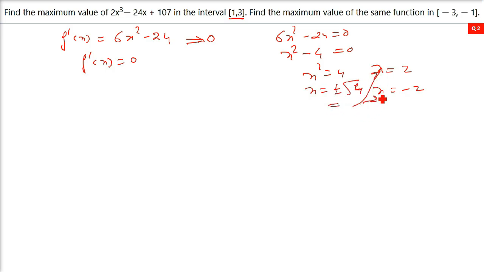So we got two values, 2 and negative 2. So we have to use both of them or one of them. In this interval 1 and 3, can we have negative 2? No, we'll have 2 here. So in this critical point list 1 and 3, we'll include 2.